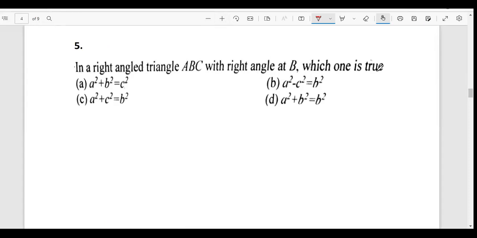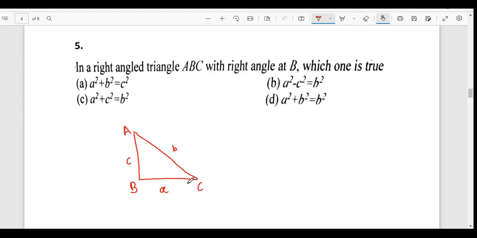Let's talk about the fifth question. In a right angle triangle ABC with the right angle at B, which one is true? Now the right angle is at B, what do all these formulas look like to us? By the appearance of all these formulas, this is the Pythagoras theorem. Okay? Right angle at B, let's imagine making this. This is the right angle at B. Let's say this is A and this is C. This is B, this is A, and then this is C.